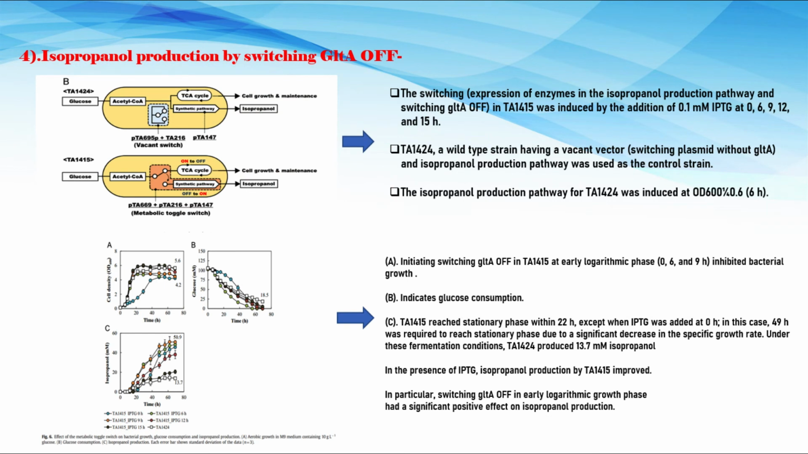And at last, coming to the results of isopropanol production, in the first figure, the switching in TA1415 was induced by the addition of 0.1 millimolar IPTG, and the wild type strain TA1424, the isopropanol production strain, was used as control. Here, when the switch was off, the cell maintenance and growth would occur, but only a small amount of isopropanol would be produced. However, when the switch is turned on, the isopropanol synthesis rises along with the cell maintenance and growth. So, this is all about the results, and now I hand over the further overall discussion of this research paper to Mrunal Ghare.